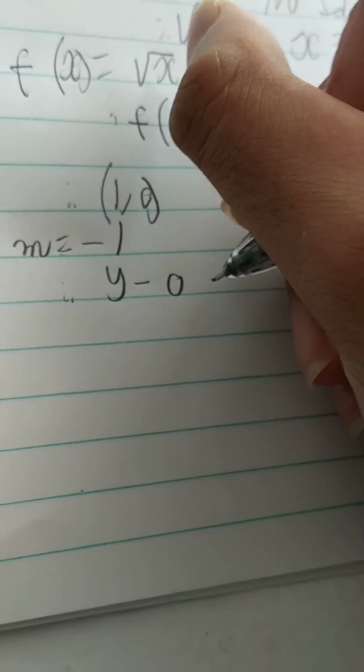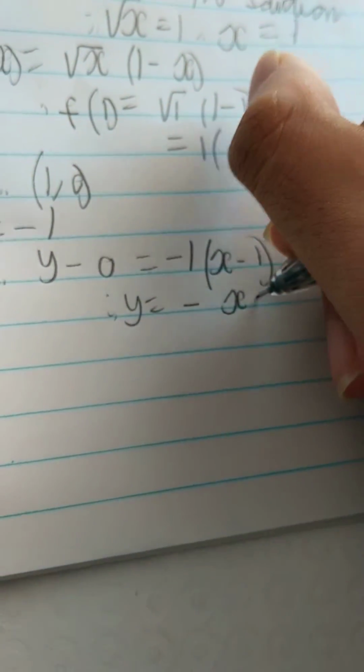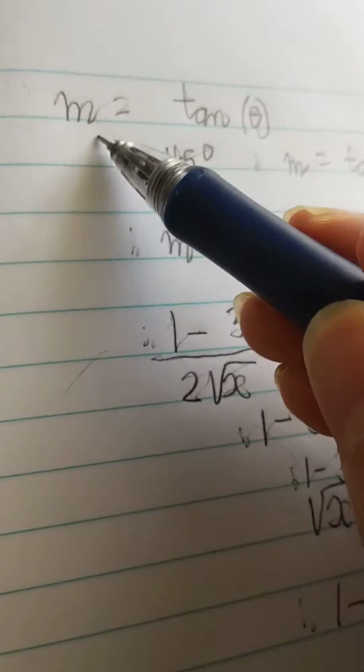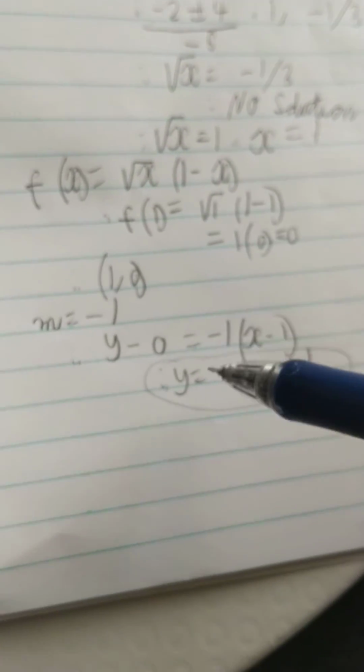Since that's a point of intersection, it lies on both the curve and the tangent. So now we have m equals minus 1 given. So let's use a classic formula. y minus 0 equals minus 1 times (x minus 1), therefore y equals minus x plus 1. So yeah, that's our equation of the line BC, which is a tangent line. Now, recap: we found m, we equated the gradients with the hidden quadratic, got the point, and then found the line.